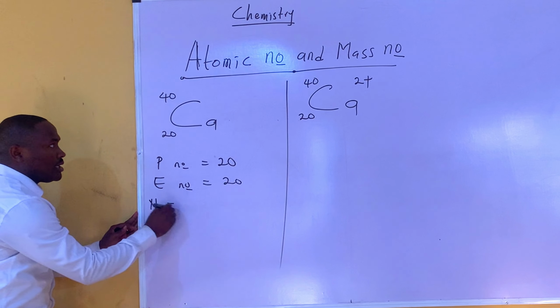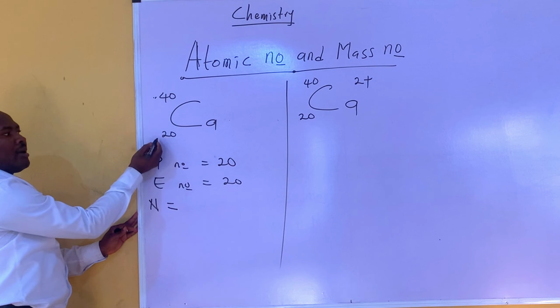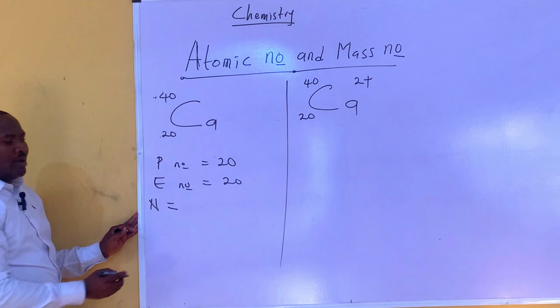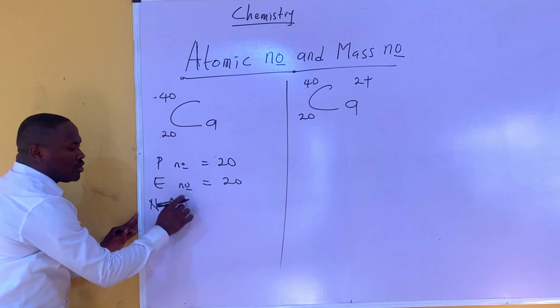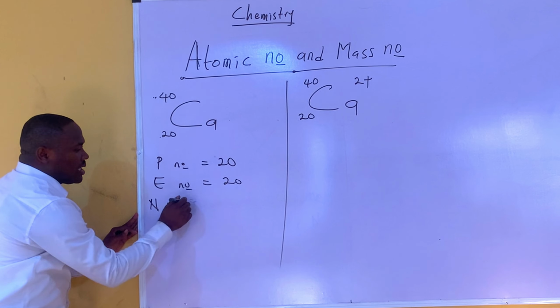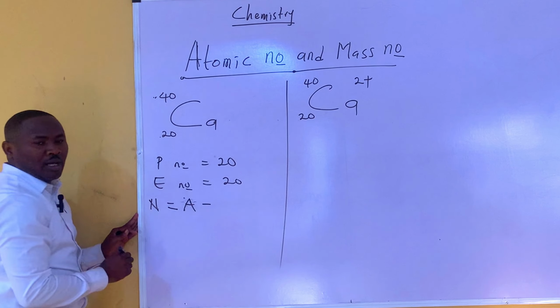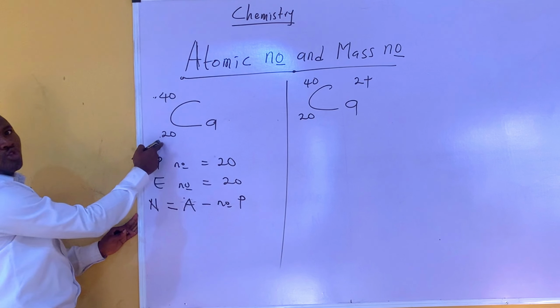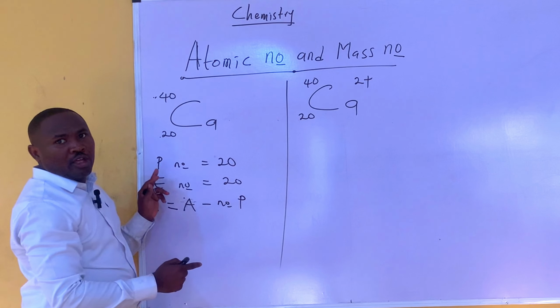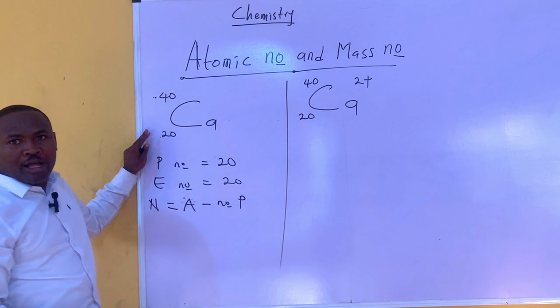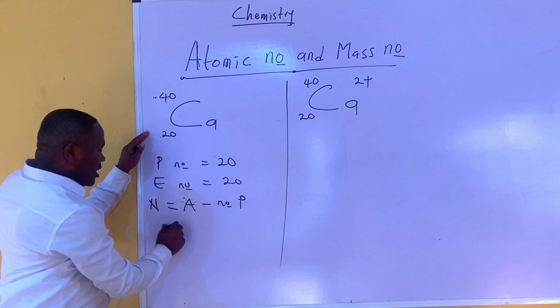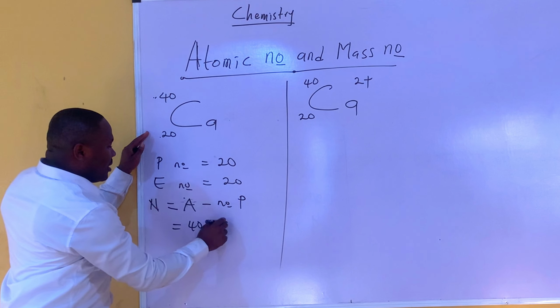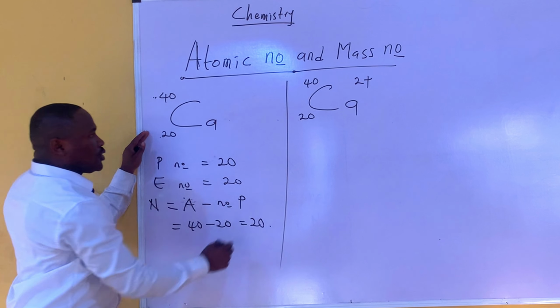Neutron number is equal to mass number minus proton number. So mass number, which is represented as A, minus the number of protons. Now remember, the number of protons can also be called the atomic number. So it will be 40 minus 20, which equals 20.